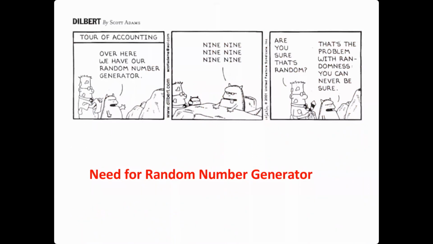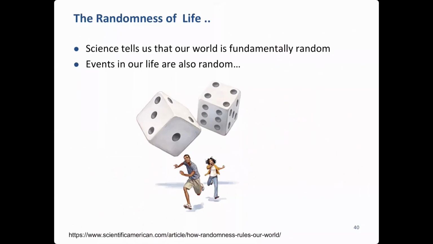Okay, please go through this cartoon. It has a message here: randomness in life. Science tells us the world is fundamentally random, so events in our lives are also random. What is the probability that your father married your mother? How did this marriage happen? Maybe some friend of your father's met somebody and said there is a possible match, and then he met your mother and done.